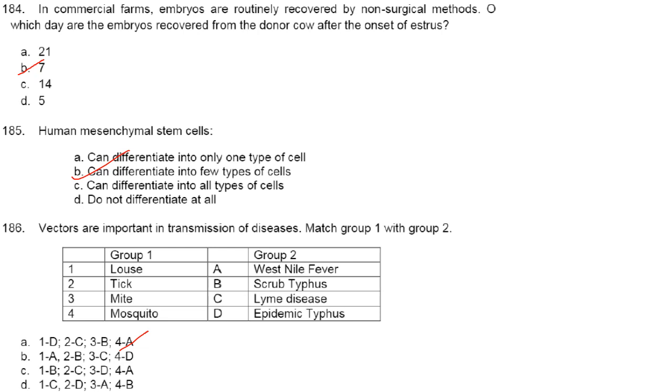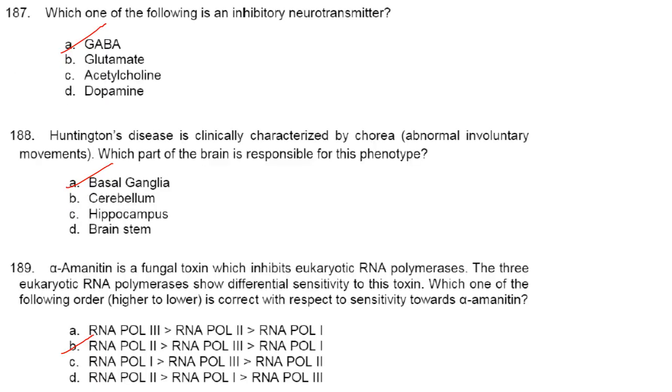Match group 1 with group 2. Louse, epidemic typhus; ticks, Lyme disease; mite, scrub typhus; mosquito, West Nile fever. So 1D, 2C, 3B and 4A. Answer is option A. Which one of the following is an inhibitory neurotransmitter? GABA.